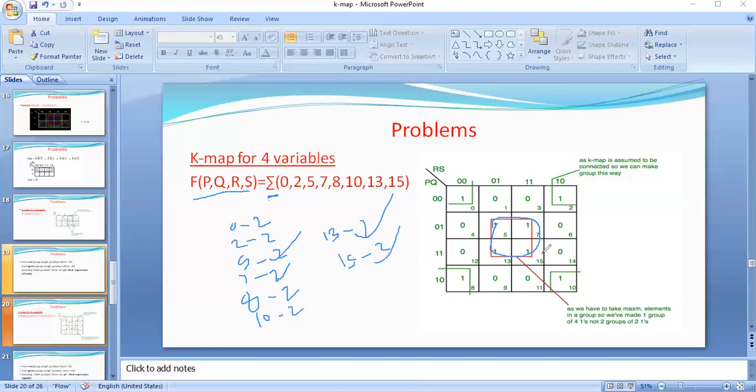And what is the equivalent product term? See here, what is common? 1 is common, and 1 means Q. And next, vertically, S is common. So the product term is Q into S.